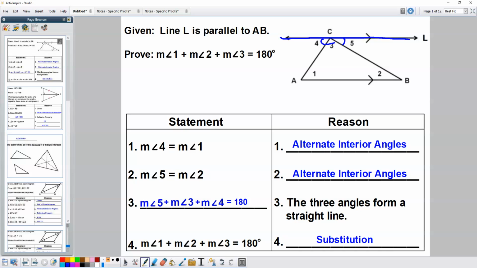And then all we did was substitute. Since we know that 5 is equal to 2, we just plug it in right there. There's 5 equals 2. And then 4 is equal to 1, so plug that in right there. And then just bring the 3 down. We substituted and got 180 degrees.